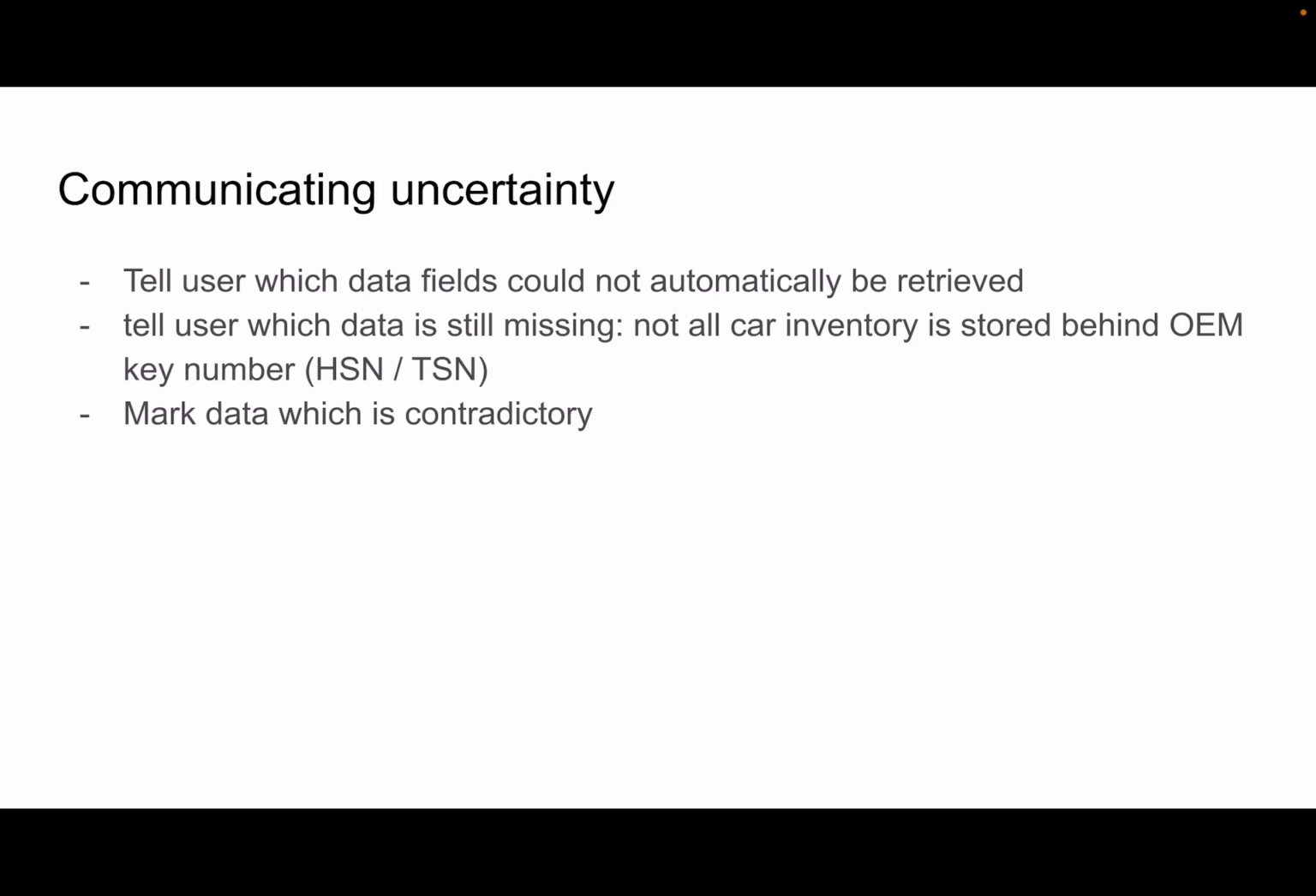Sometimes not all car inventory is being stored behind the key number of the OEM. So this is also information we need to tell the customers, that we could not retrieve all the specific car inventory based on the OEM key number. And we should also mark data which is contradictory. For instance, if the customer selected a make model manually and then uploads the car document and we find a different motor within the car document which is not available in the make model the user selected.